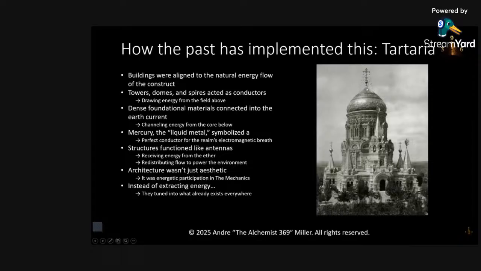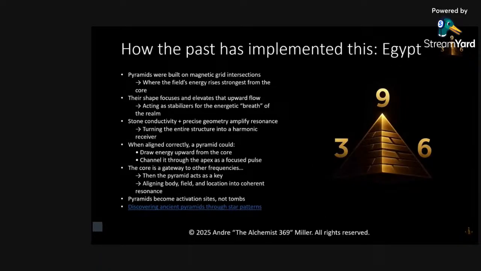And mercury helps do that because it's the perfect conductor for the realm's electromagnetic breath, right? You're channeling energy from the core below, essentially. And these structures function like antennas. They received energy from the ether, redistributing flow to power the environment. It was literally energetic participation in the mechanics of this realm. Instead of extracting the energy, you just tune into what already exists. And this goes into the whole structure of this whole construct.